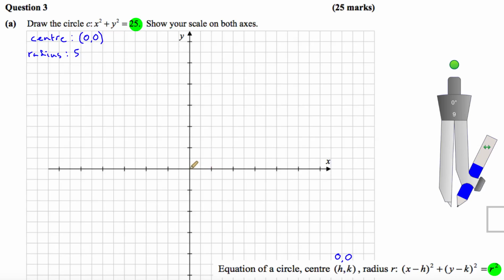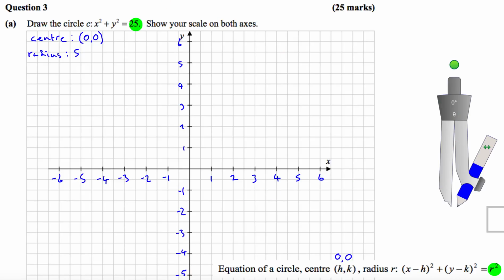So this is the center 0, 0 here, the origin. And we can put our units in here. It does say show your scale on both axes. So 1, 2, 3, 4, 5, 6. Here we're going up 1, 2, 3, 4, 5, 6, minus 1, minus 2, minus 3, minus 4, minus 5, minus 6, and then down the y-axis, minus 1, minus 2, minus 3, minus 4, down to minus 5, and on down to minus 6.